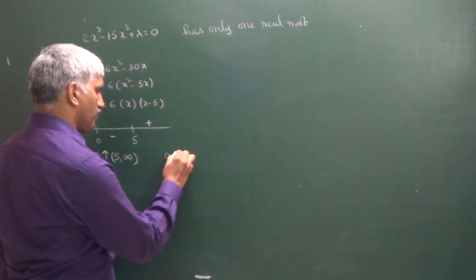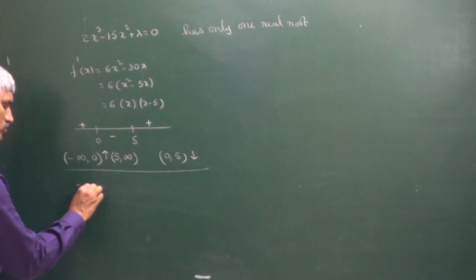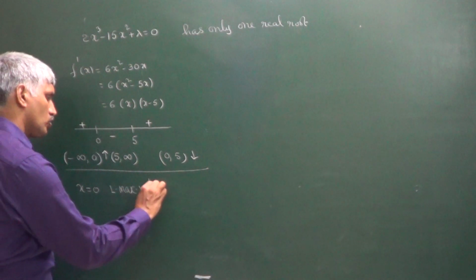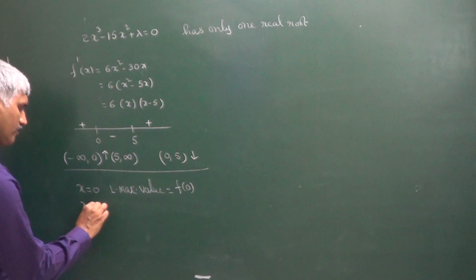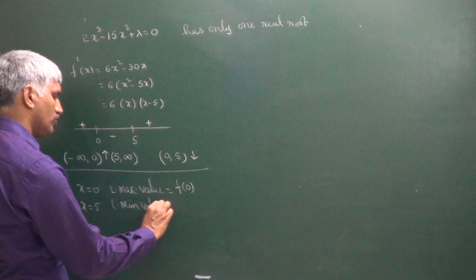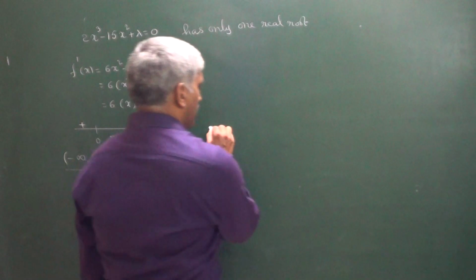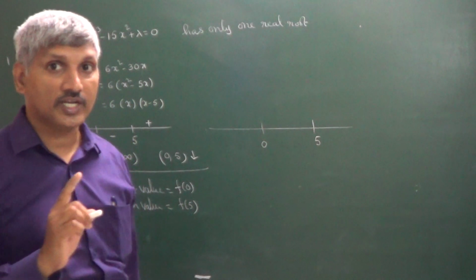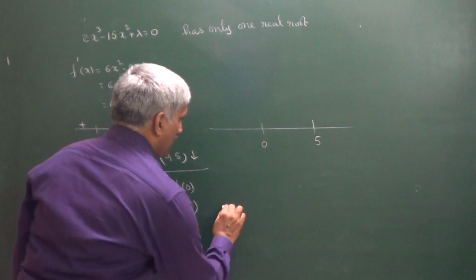Between 0 to 5 the function is a decreasing function, and at x is equal to 0 the local maximum value, local maxima, so that local maximum value is equal to f of 0. At x is equal to 5 we have local minima, so that local minimum value is equal to f of 5. But what is saying in the question, he is saying the function has only one real root. So that's why the graph may be like this.